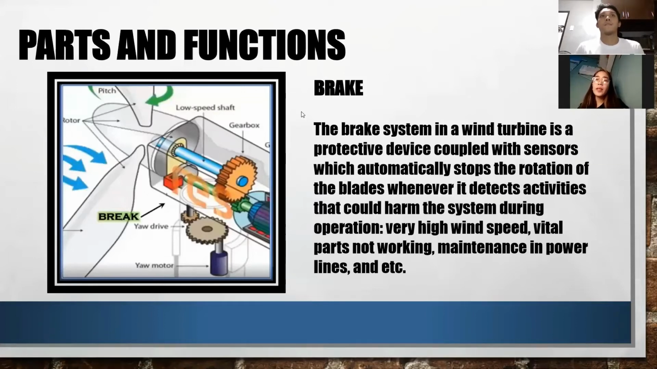Brake. The brake system in the wind turbine is a protective device coupled with sensors which automatically stop the rotation of the blades whenever it detects activities that could harm the system during operation. Very high wind speed, vital parts not working, maintenance and power lines, and etc.